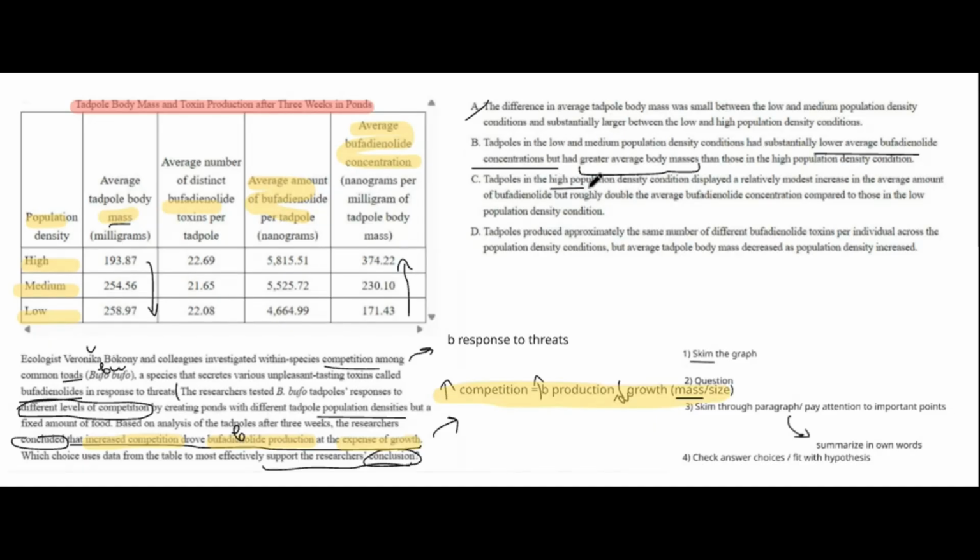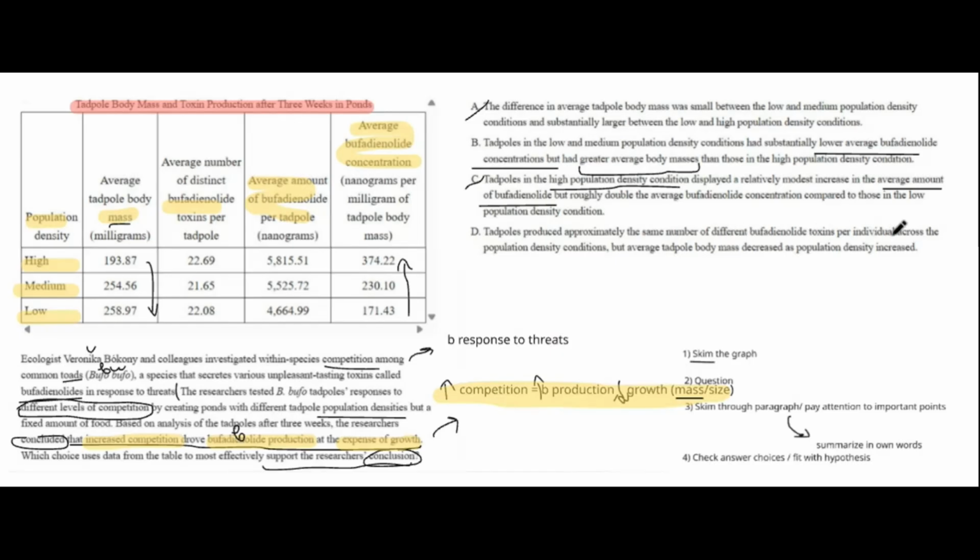We jump to option C. Tadpoles in high population density conditions displayed a relatively modest increase in the average amount of B, but roughly doubled the average B concentration compared to those in the low population density conditions. Now we notice that in this answer choice it doesn't talk about growth like mass at all, which is instantly a red flag, and we throw this option out because we also need it to talk about mass, which isn't talked about.